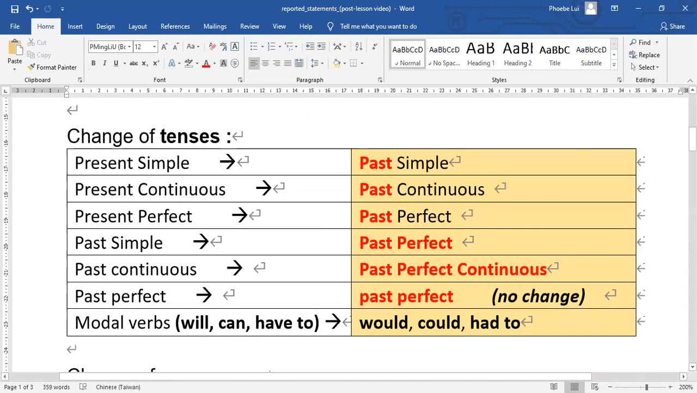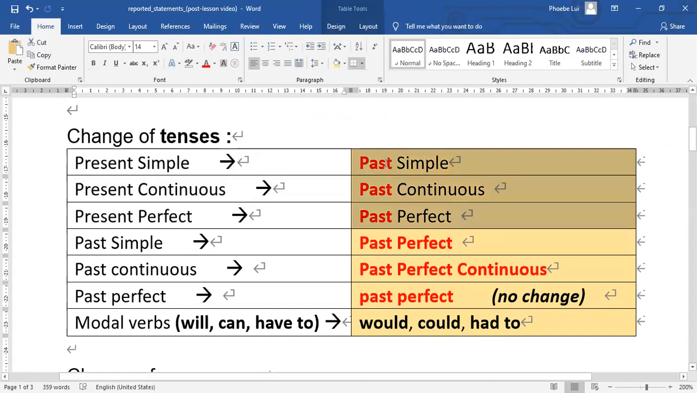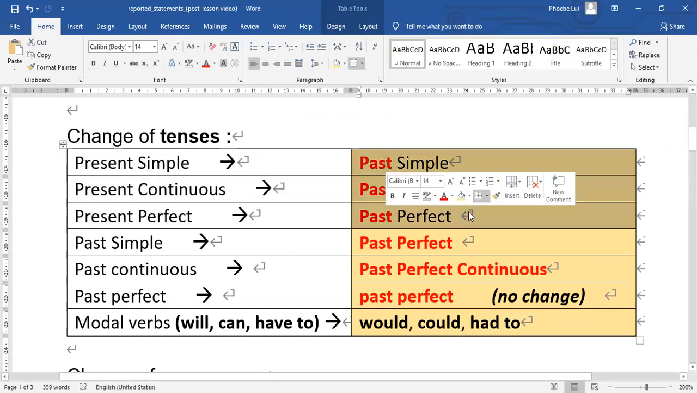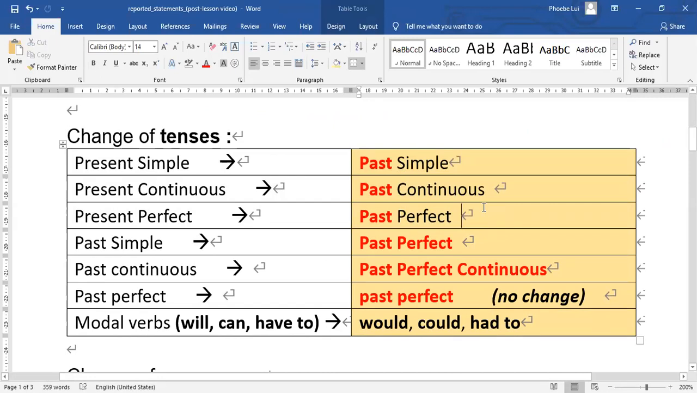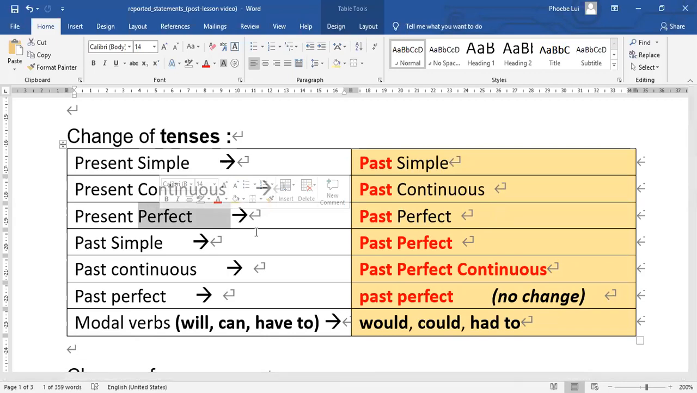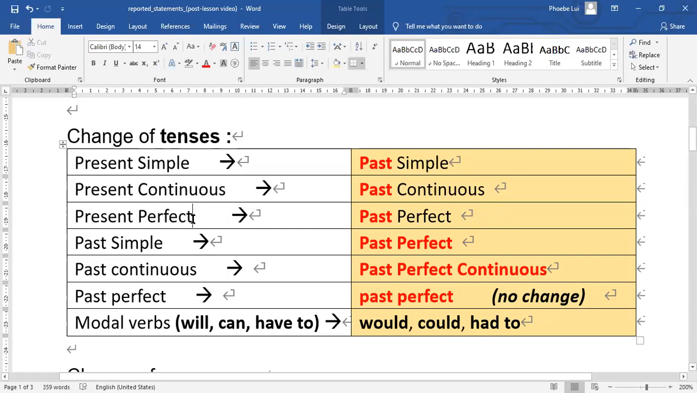The first table is about tenses. We change all present tenses to past tenses. Yes, you may find one typing error in this table. The word perfect should be spelled P-E-R-F-E-C-T in your notebook. So please correct all the spelling mistakes. It should be perfect, P-E-R.